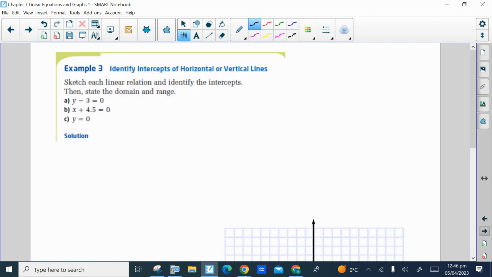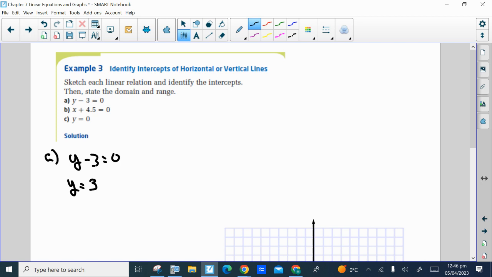Right, so that's one of the things we looked at yesterday. Now these equations are a little bit different because they have only one variable. It says sketch each one, identify the intercepts, and state the domain and range. So equation A is a line y minus 3 equals 0. Again, this one has only y, not x. And we have done equations like this before.